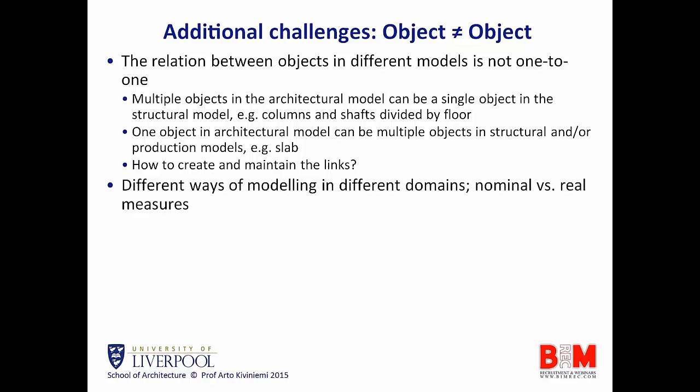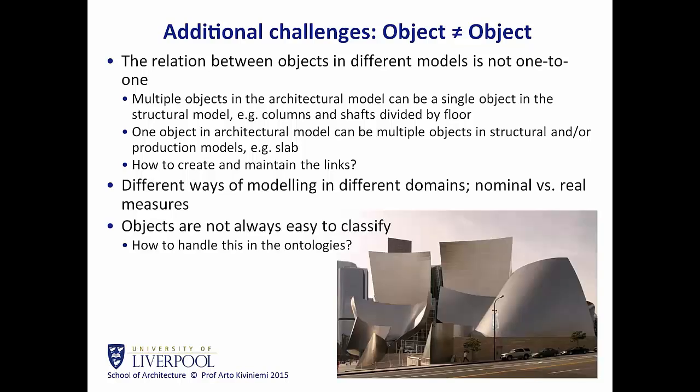Also, I said that we are possibly modeling with different practices, so nominal versus real measures. And even though we easily think that buildings are very simple, that you have walls and slabs and windows, not all buildings are like that. When you think about something like Frank Gehry's concert hall in Los Angeles, it's not so clear.